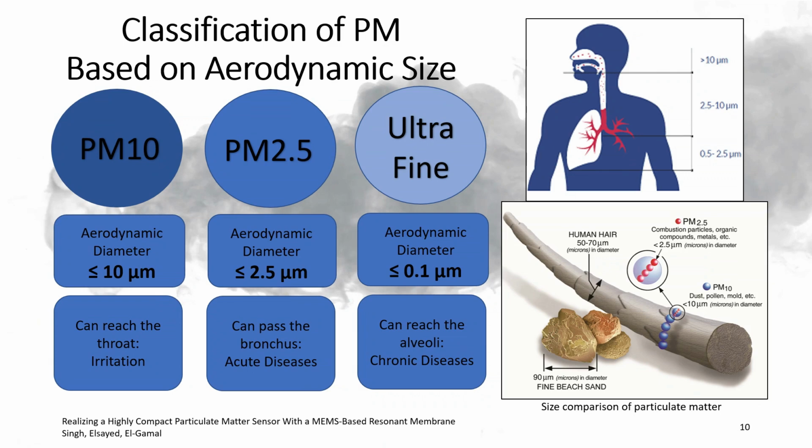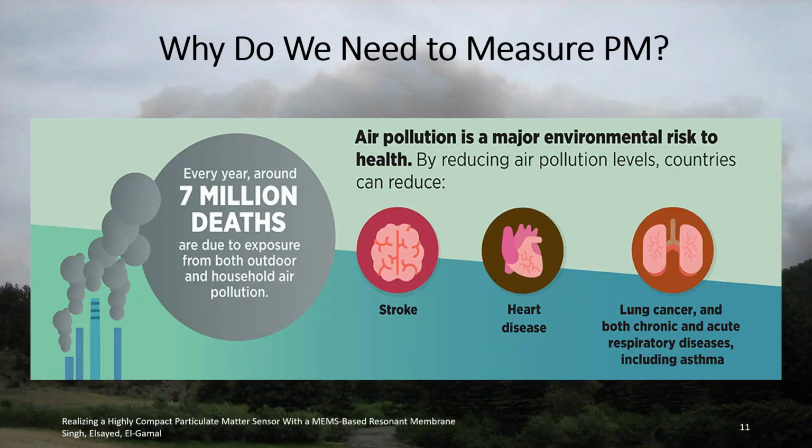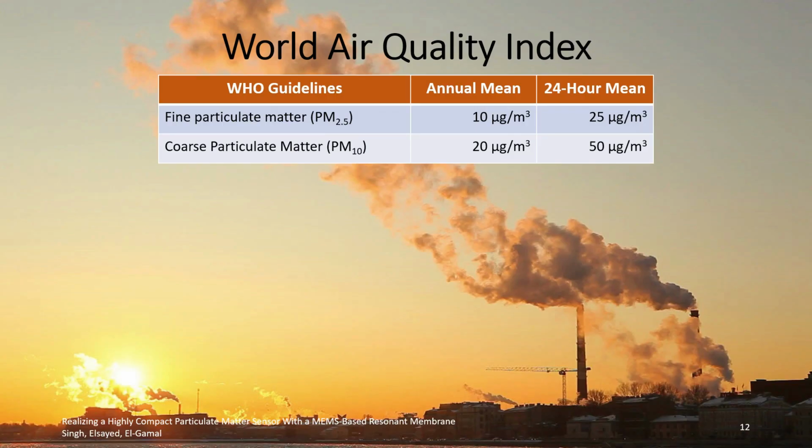Now we know what is particulate matter, but why do we need to measure it? The World Health Organization reports that every year there are around 7 million deaths in the world that can be attributed to this particulate matter, both indoor and outdoor. If countries can reduce air pollution, they can reduce the risk of stroke, heart diseases, lung cancer, and other diseases including asthma. As such, the World Health Organization has set a limit on how much of this particulate matter can be inhaled without causing any serious risk to health. So the World Health Organization has guidelines on the annual mean and the daily mean for both PM2.5 and the coarser particulate matter, which is PM10.